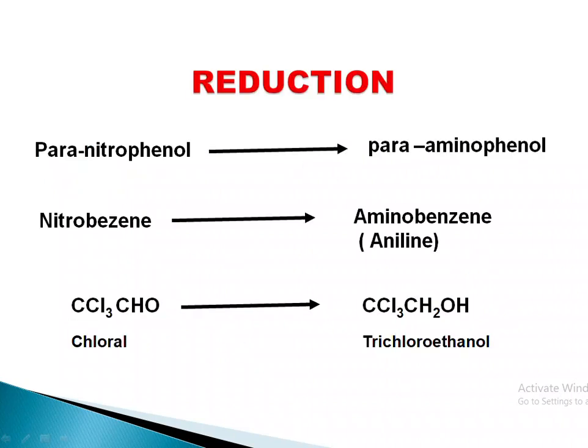The major group of compounds which are reduced and detoxified by the liver are the nitro compounds. The nitro compounds are reduced to their amines. Aldehydes and ketones are reduced to alcohol. So para-nitrophenol is converted into para-aminophenol, nitrobenzene is converted into aminobenzene, chloral is converted into trichloroethanol.